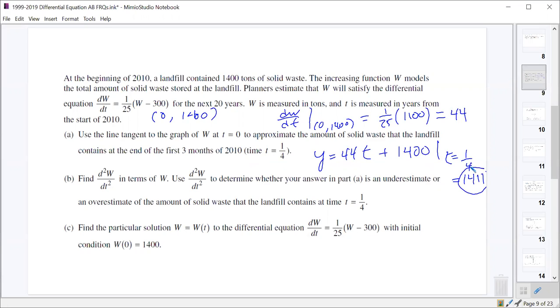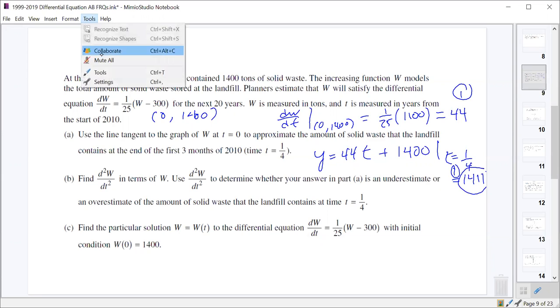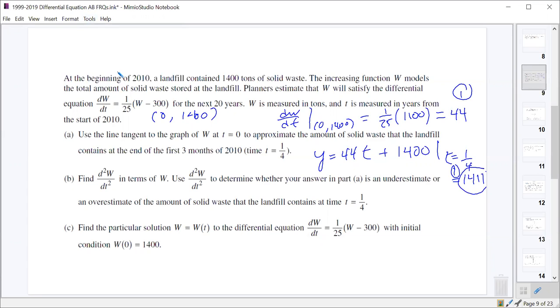And that part was worth 2 points. The first point was for getting the value of dW/dt as 44. And the second point was for the answer of 1,411. So they didn't actually give you any points this time for the equation itself, just for finding the right slope and finding the value. Everybody good with part A there? Any questions on part A? Pretty straightforward after the ones we did yesterday, I hope.